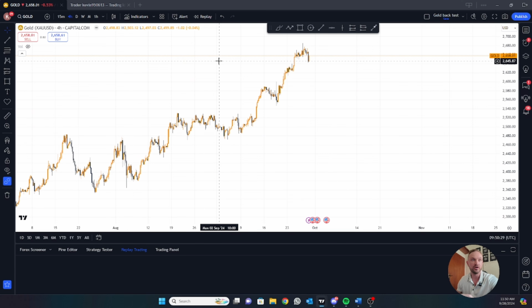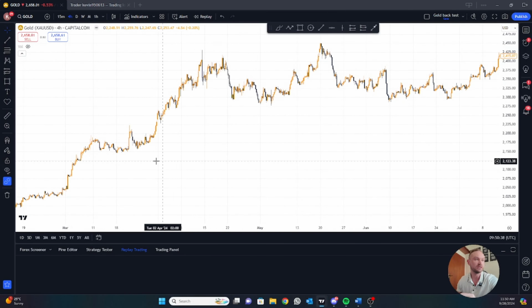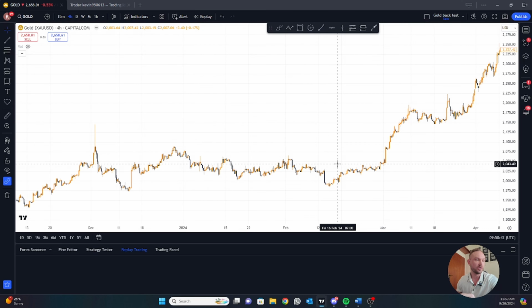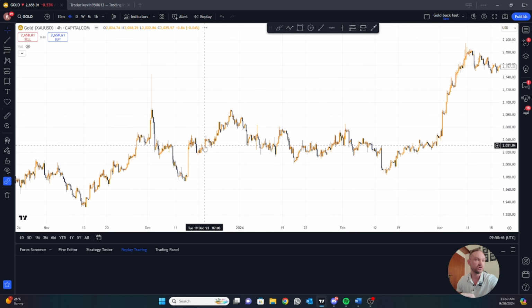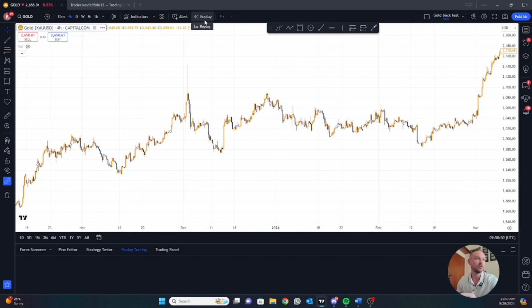Okay guys, so I've got my TradingView open. I'm on the gold chart, so we're going to be backtesting gold. I think let's start from December, then we can test 1 year of data. So I'm just going to go back to year 2024. Let's start on December. Well, actually, let's move back a bit more.